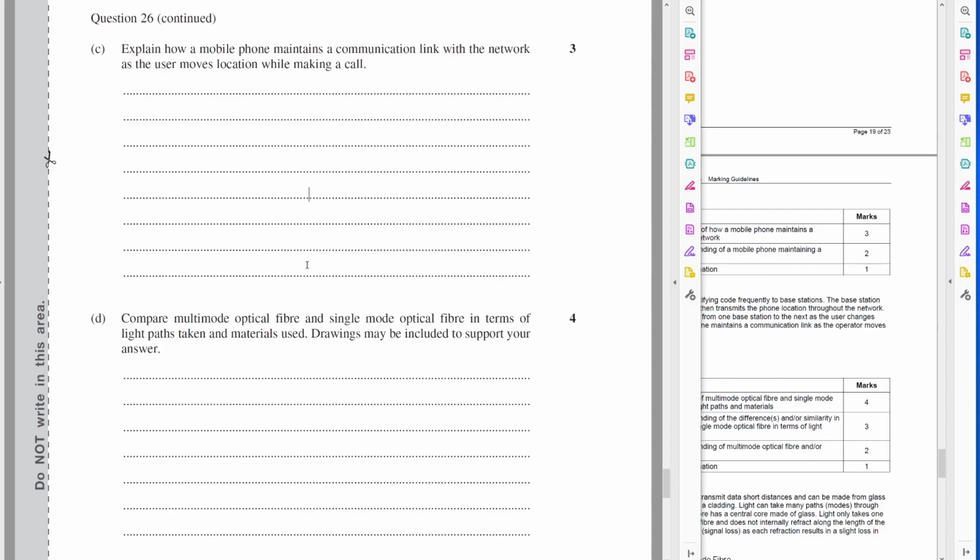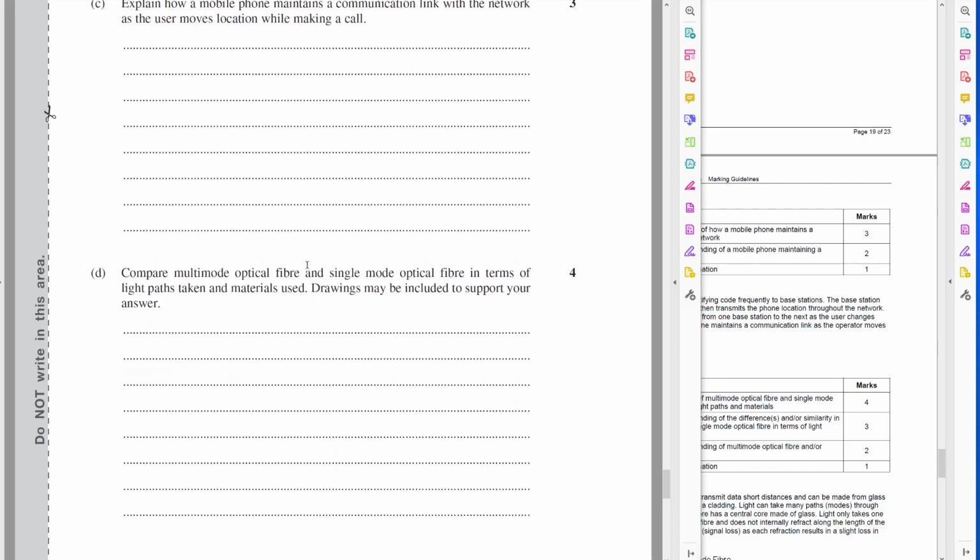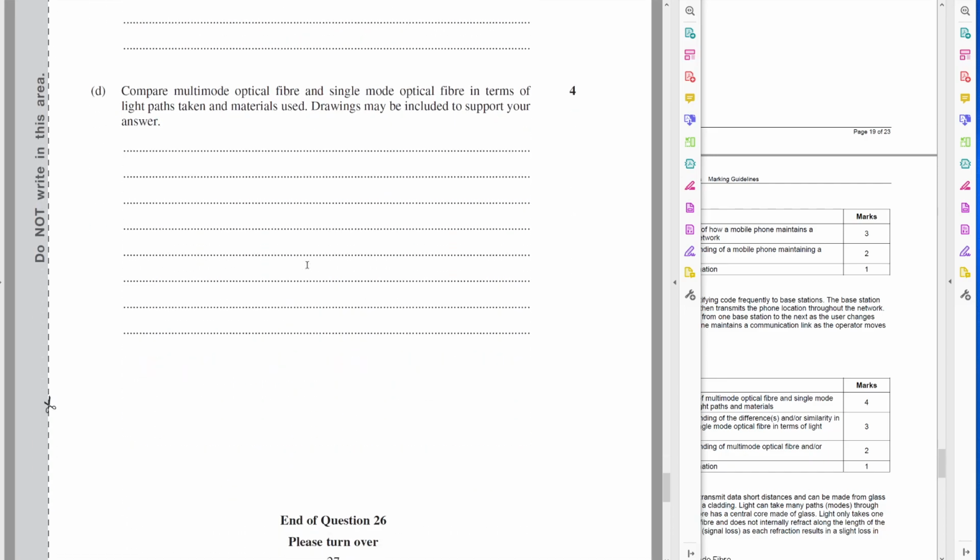Okay, compare multi-mode optical fiber and single-mode optical fiber in terms of light paths taken and materials used. Drawings may be included to support your answer. Okay, so I have talked about this in my Google Notes, and I've definitely talked about this in my videos on telecommunications. I think it's probably in telecommunications 2 at least. So we want to compare multi-mode and single mode. So compare. Do we have our HSC keywords?